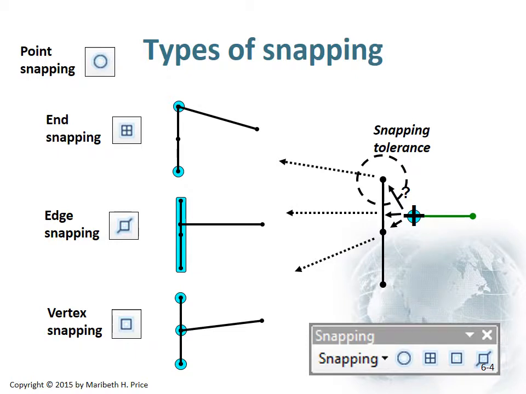And so when you set the snapping tolerance or snap distance, then you can also specify which of these versions is going to take precedence when the snap occurs.